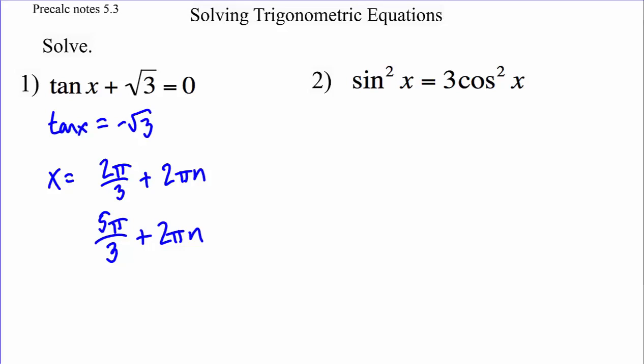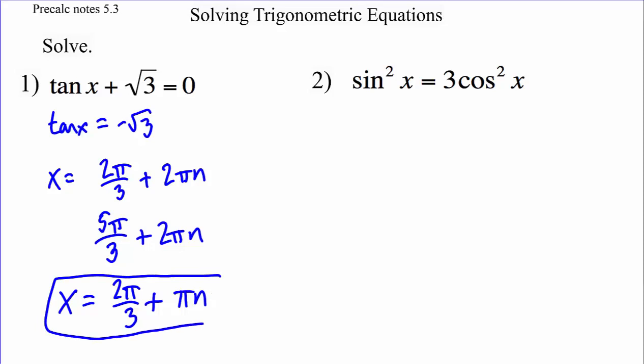Now, one thing you might think about with tangent is that our period is actually shorter than 2 pi. It's actually just pi. And if you think about the numbers we just found, 2 pi over 3 and 5 pi over 3, they're separated by exactly pi radians. So the best answer for this question would be 2 pi over 3 plus pi n, because you can condense it down to that one result. Okay, let's take a look at the next one.